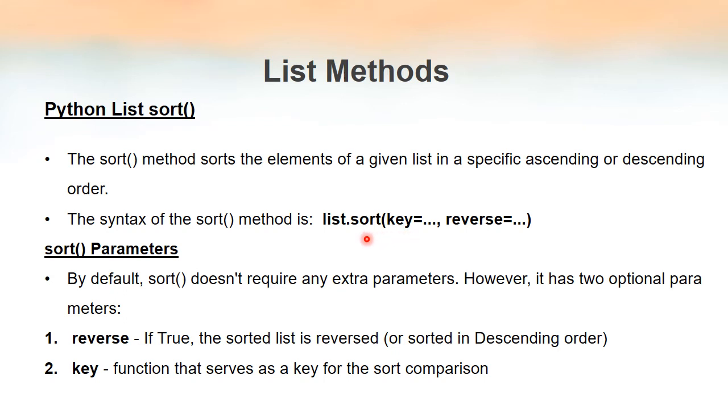We can simply use the sort method also without any parameters. Even then sorting will take place, but by default the sorting will take place in ascending order. If we want to perform sorting in descending order, we have to mention reverse equal to true. We will see an example, then it will be more clear to you.